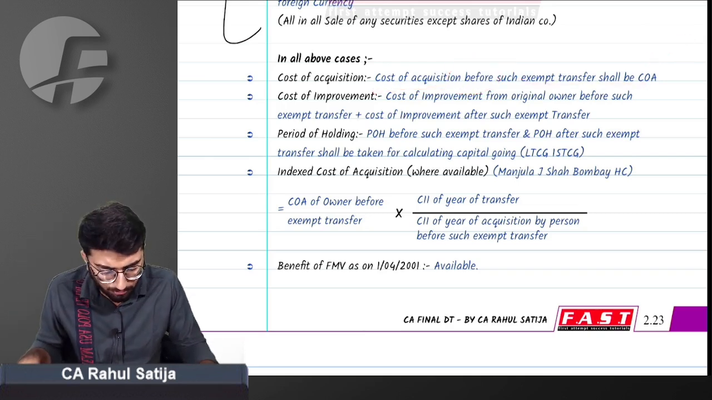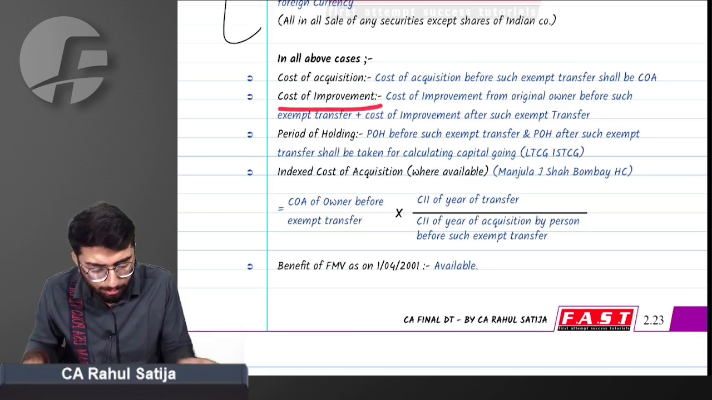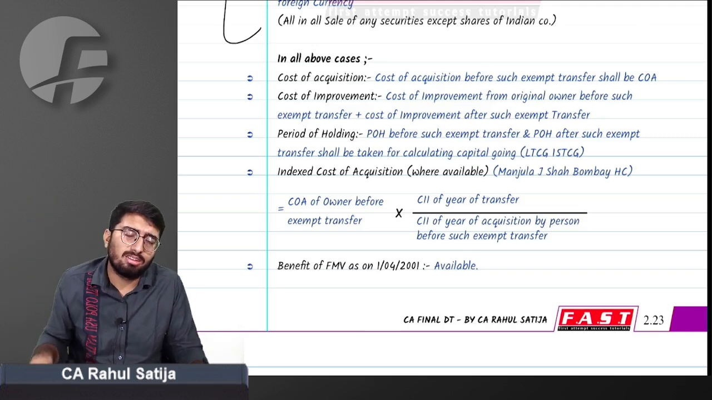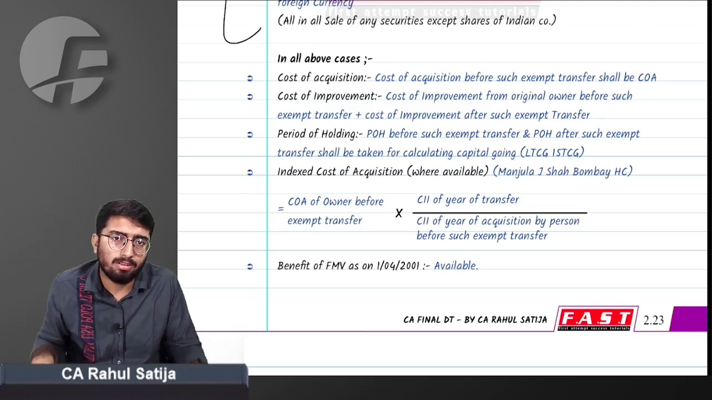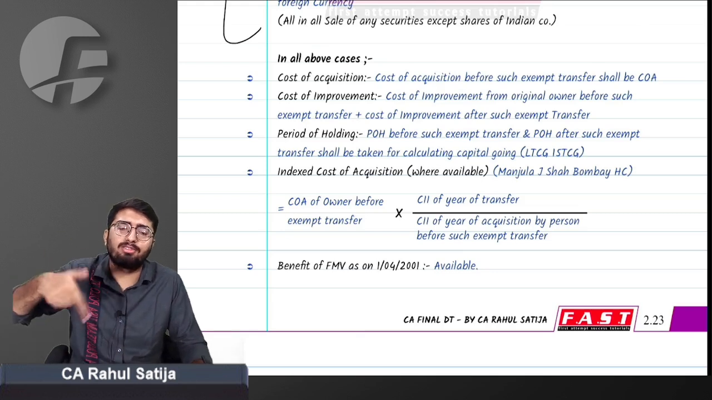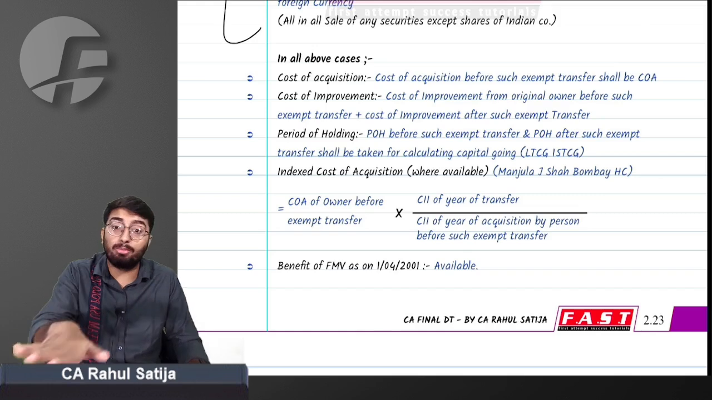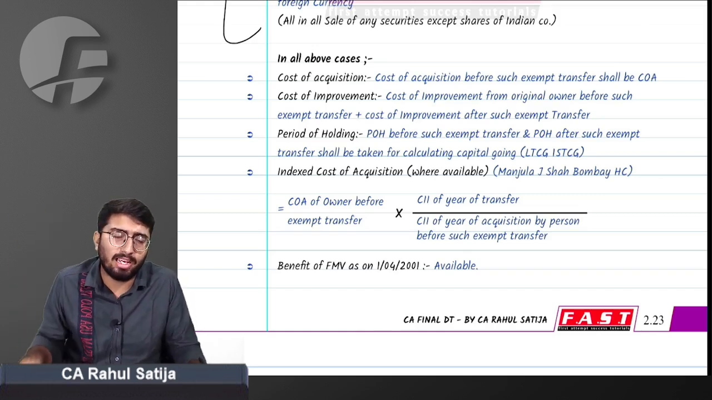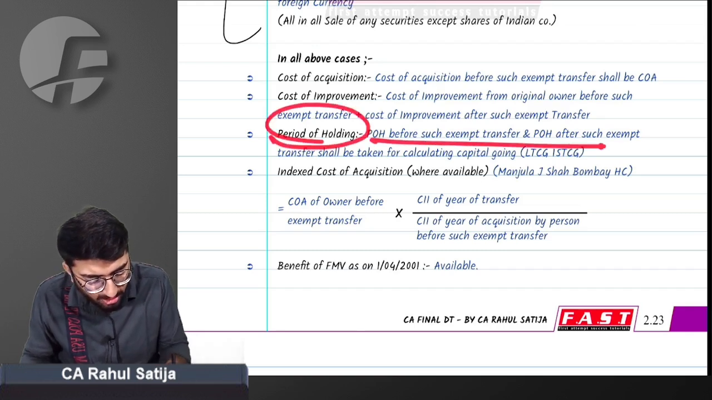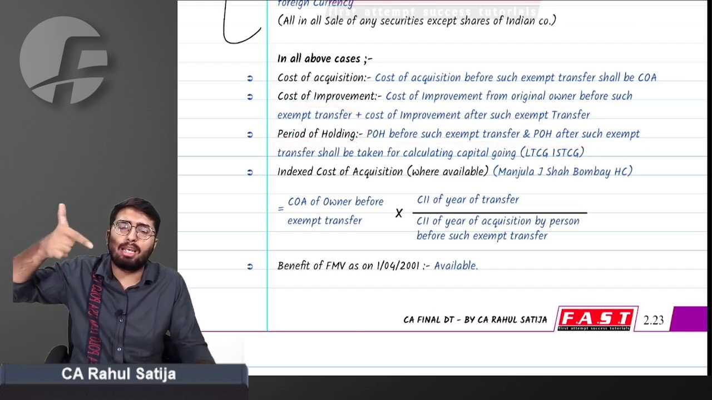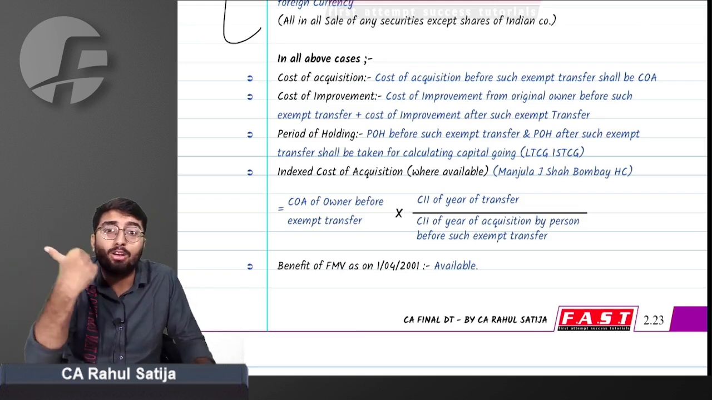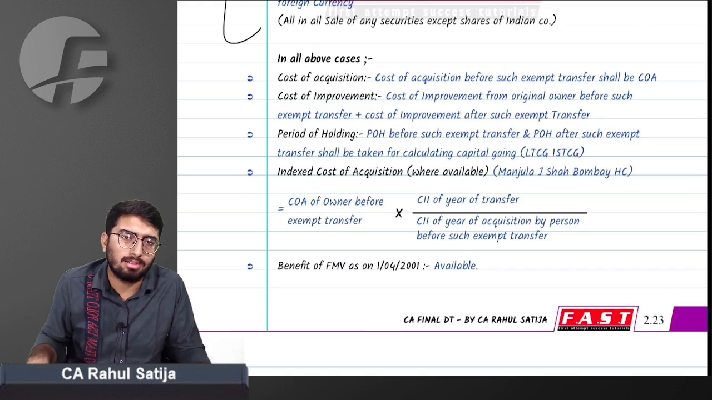We can say simply. What will be the cost of improvement? The cost of improvement done by me or done by the previous owner will also be considered for calculating capital gain. If I am receiving an asset on account of exempt transfer, whatever improvement I am doing will also be considered, and whatever improvement the previous owner has done will also be considered. What period of holding is to be considered for calculating whether it is long-term or short-term capital gain? The period of holding held by me will also be considered, and the period of holding held by the previous owner will also be considered.